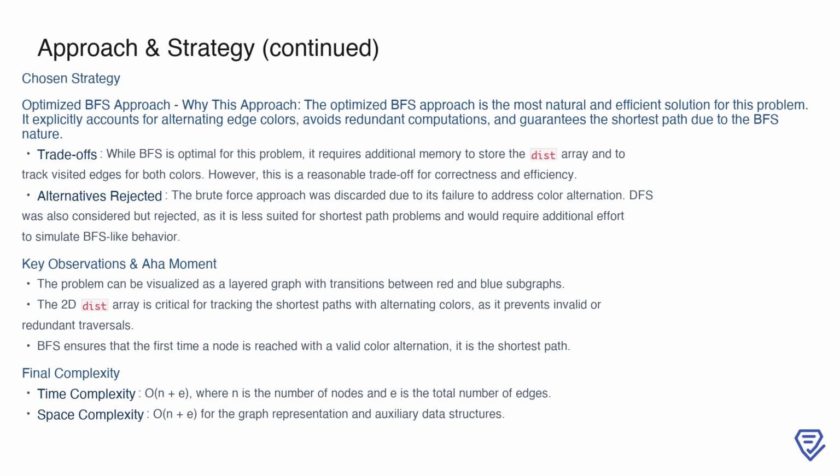Other alternatives, such as the brute force approach, were rejected due to their inability to handle color alternation, and DFS was dismissed because it is less suited for shortest path problems and would require extra effort to replicate BFS-like behavior. The key insight here is to view the problem as a layered graph, where transitions between red and blue subgraphs represent valid paths. By using the 2D dist array, we ensure that the first time a node is reached with the correct color alternation, it represents the shortest path. With a time complexity of O(n + e), and a space complexity of O(n + e), to handle the graph and auxiliary data structures, this approach achieves an optimal balance between efficiency and correctness.